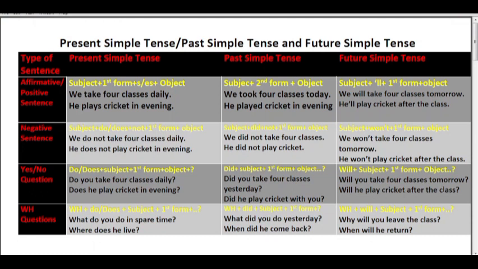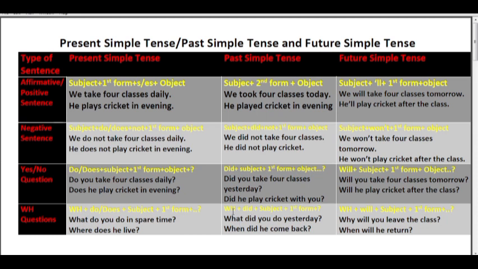For making WH questions, we introduce WH words like what, where, when, how, why, etc. Then the helping verb do or does as per the subject, then subject, first form of verb, and finally question mark. For example, what do you do in spare time? Or where does he live? Where does he work? Etc.